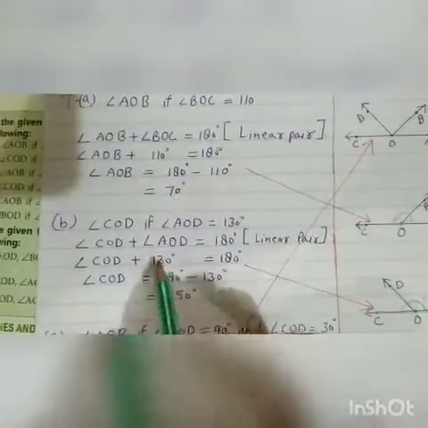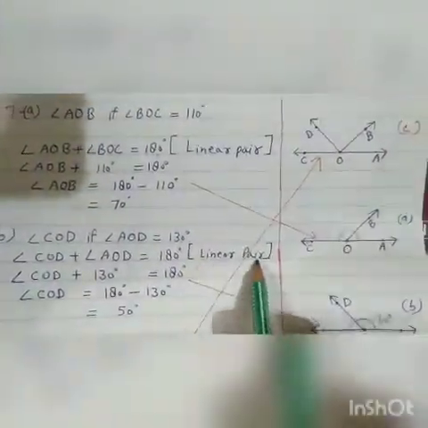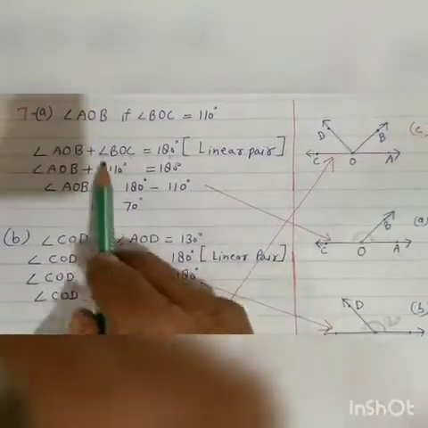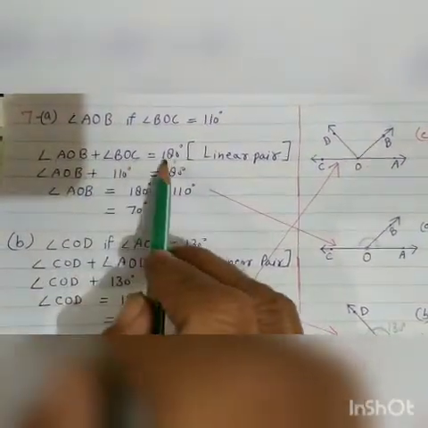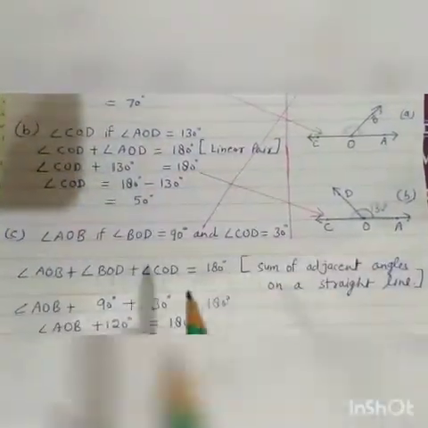A and B are both the same, and students, it is a must to write here which type of angle it is, or what is the reason for AOB plus BOC equals 180. So this is a must to write here.